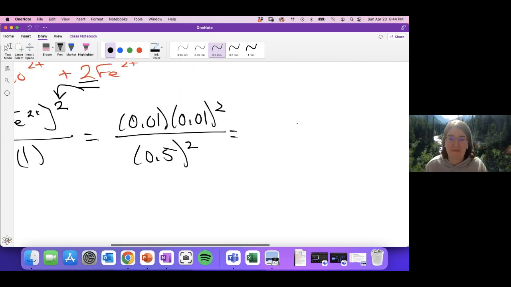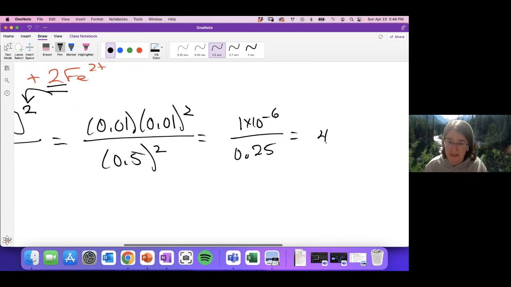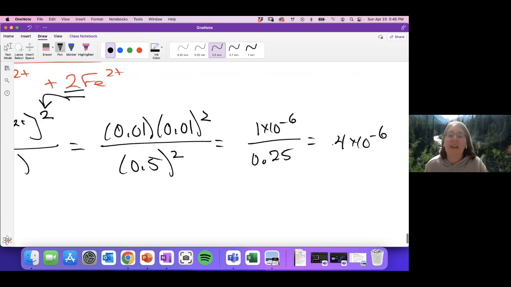So my value for Q, this is 1 times 10 to the negative 3 divided by 0.5 squared, 0.25. That is 4 times 10 to the negative 3. I'm going to double check that because it was earlier by 0.25. Yay, okay. It's that time where if this number is wrong, everything else is going to be a little wrong. So that's Q.